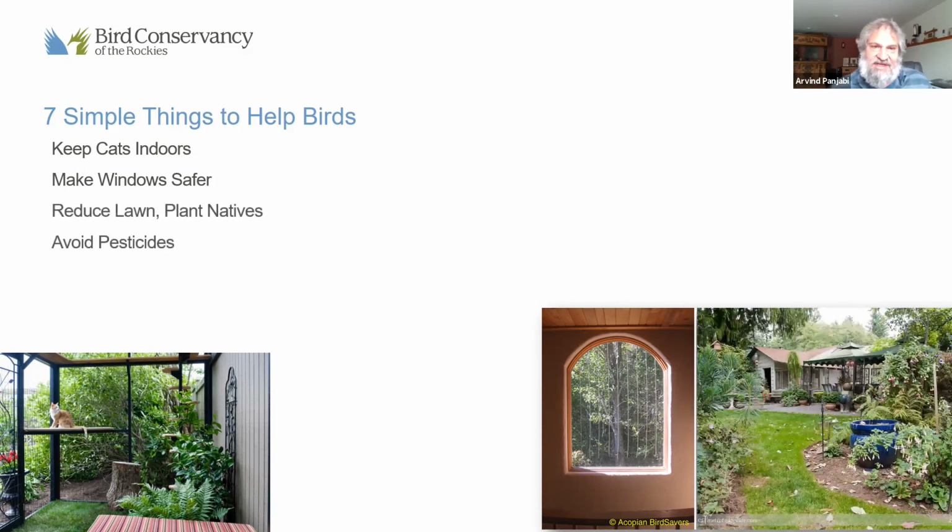Another thing we can do is reduce the lawn area in our backyards, plant more native shrubs, forbs, and grasses, and avoid the use of pesticides. Keep in mind, many birds actually use plants that we consider weeds, and they'll use them for food and for nesting material. So try to let your yard go wild and try to use natives. Natives will help provide more insects for the insectivorous birds in your yard, and also provide fruits and flowers and nectar for birds that use those.